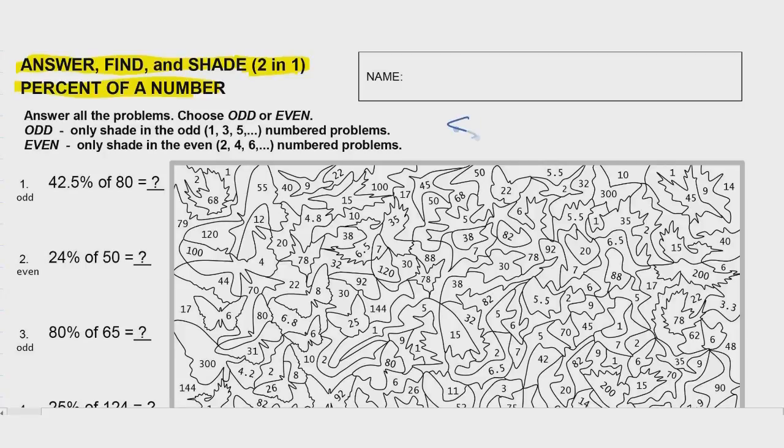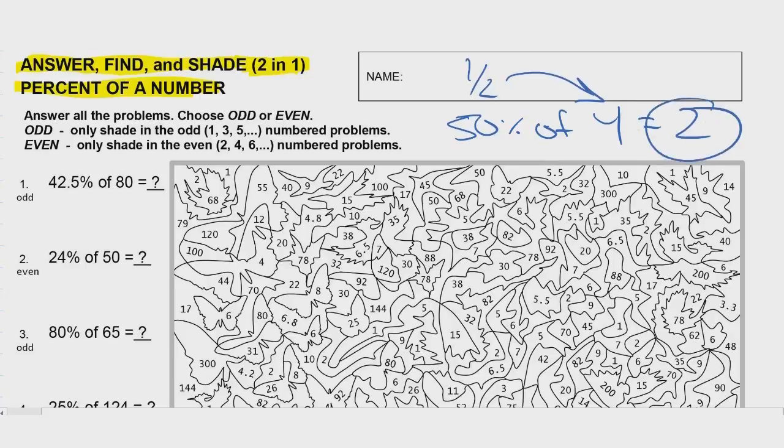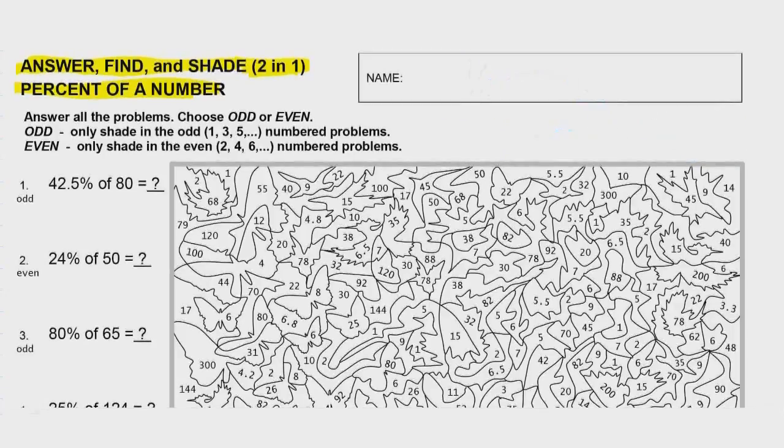So for instance, if I said you had 50% of 4, well, 50% is half, so you have half of 4, which would be 2, and that is the percent you have. So that's what you're trying to do when you're calculating percent of a number. Before we begin, let's take a look at the directions and better understand what a 2-in-1 answer, find, and shade worksheet is about. It says, first off, answer all the problems.